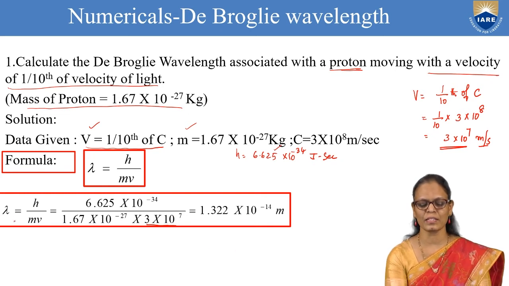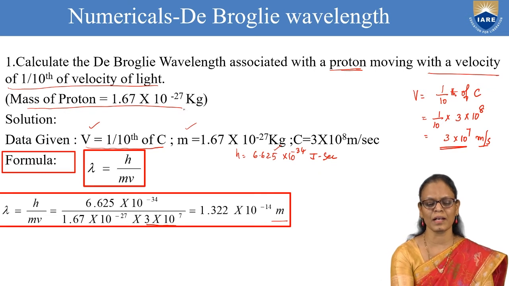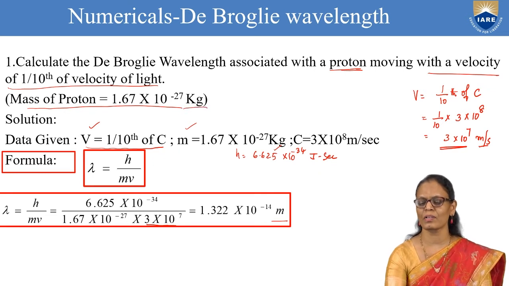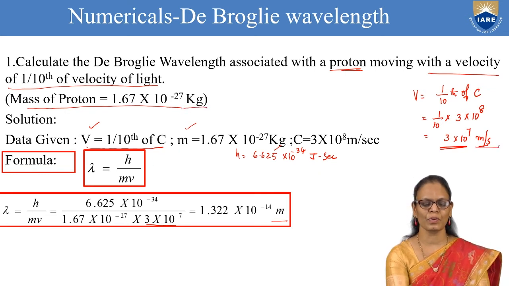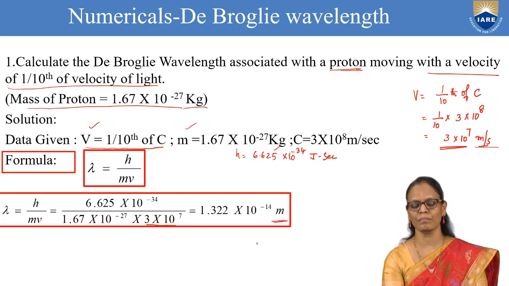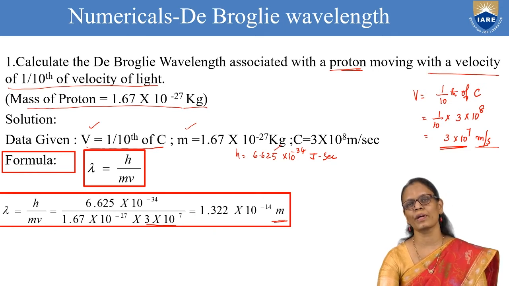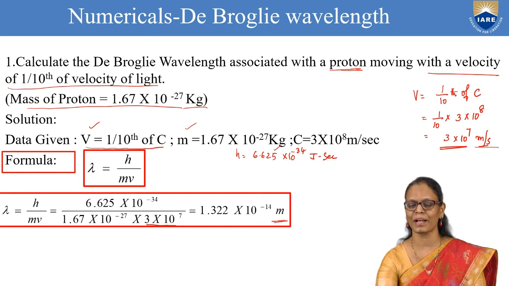So the wavelength is given as 1.322 into 10 power minus 14 meter. Because we are using the SI system here, mass is given in kilogram, the velocity is given in meter per second. So definitely the wavelength is also in SI system, that is in meter. So what is the answer? The result is lambda is equal to 1.322 into 10 power minus 14 meter.